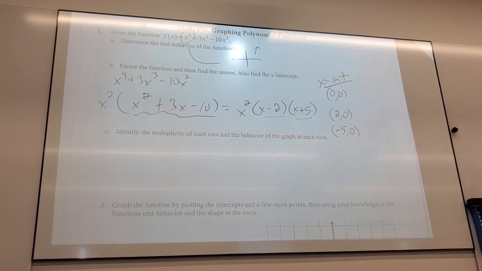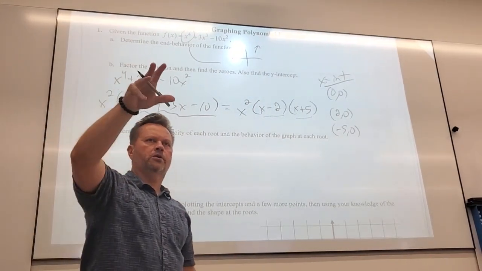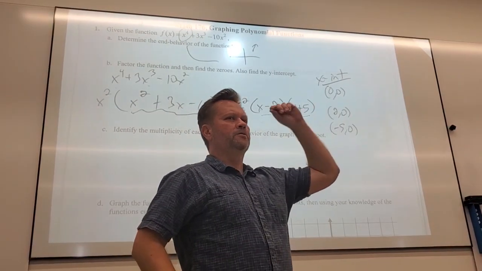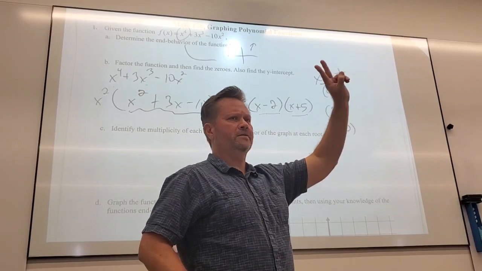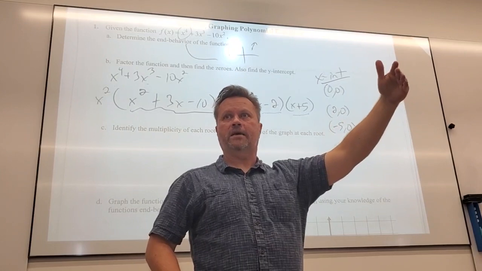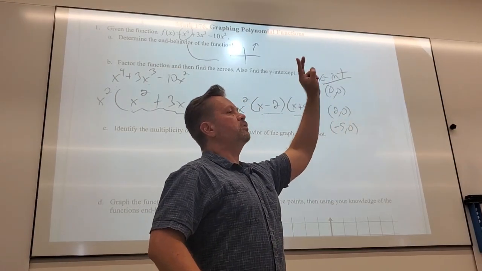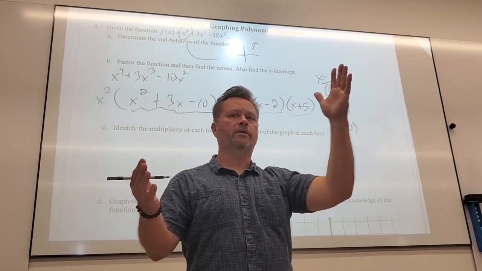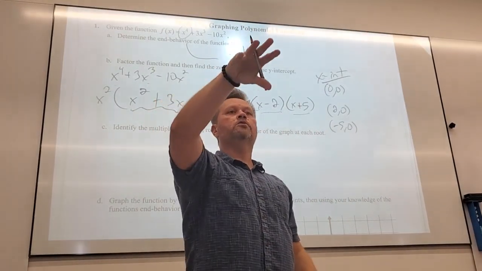Now, the word we use for a term where it's going to bounce or turn is multiplicity. Does everyone agree with me that that 0 shows up twice? Because what did it come from? It came from x squared. So for each x, I can make it 0, so I got 2 0 answers. So the multiplicity of 0, 0 is 2. It's just the power that's on it. It's just the word we use.